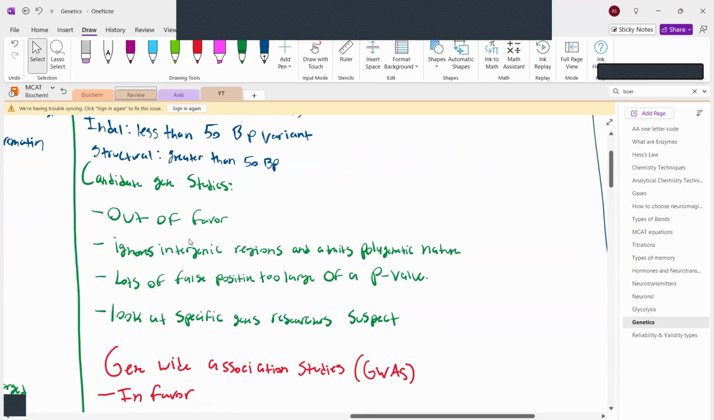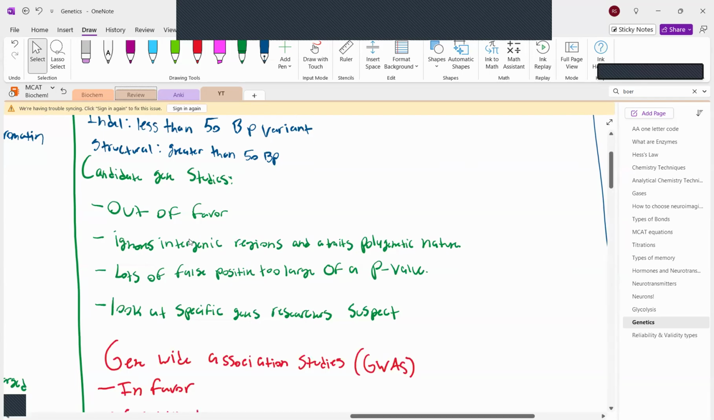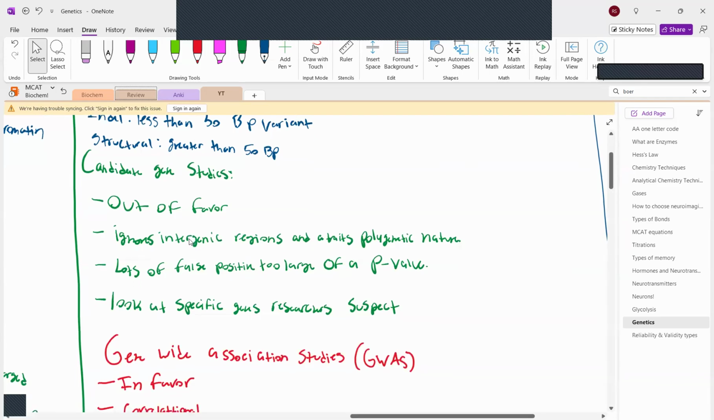So something like this was typically popular in the 90s and the early 2000s, called candidate gene studies, and it is now out of favor. If you see someone doing a candidate gene study, you should kind of side eye them, roll your eyes and be like, how are you credited as a scientist? A lot of these ignore the intergenic regions, which, as we talked about, are a huge portion of our DNA, the non-coding regions, not in the open reading frame.